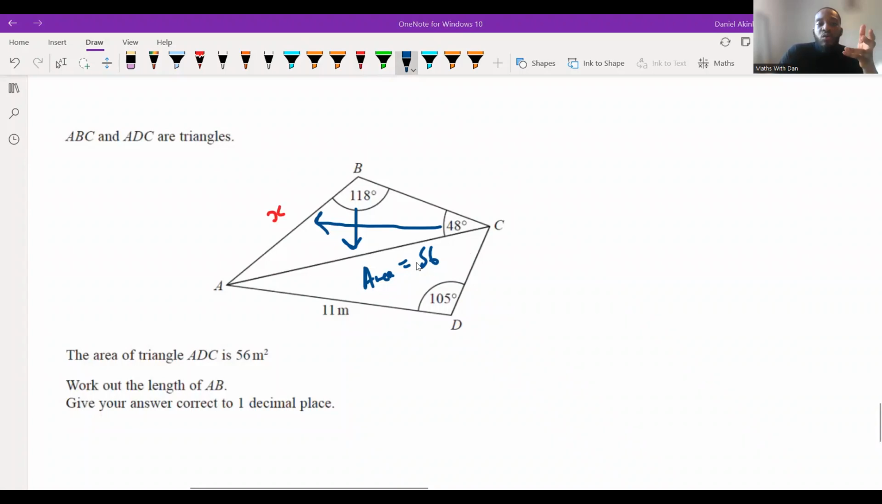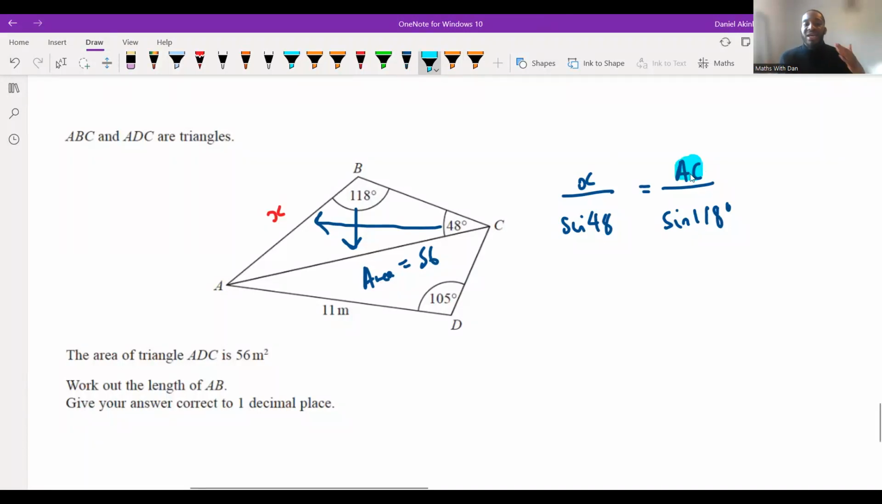So for sure, we could say the sine rule states that side x over the opposite angle, sine 48, is equal to side AC, which we do not know, over sine 118. So the key in this question is to figure out what AC is, because once I can figure out what AC is, I can just plug it back into this sine rule formula and rearrange to get X.